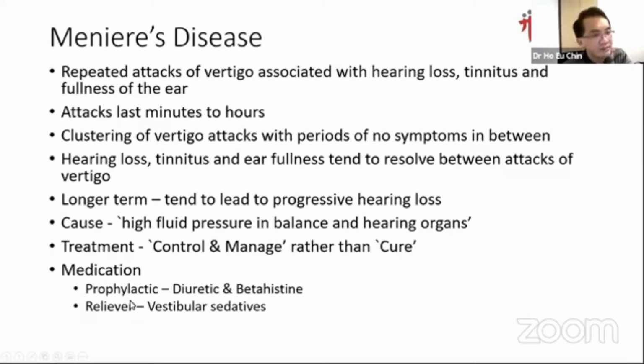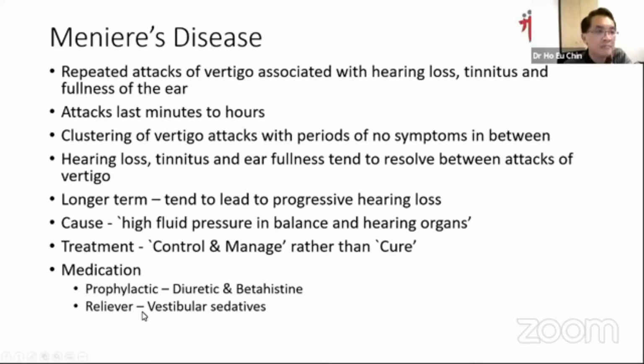The other strategy is a reliever. Reliever means that instead of preventing the attacks, you wait for the vertigo to happen, and you take a medication to try to relieve, to stop, suppress the vertigo. And you can give medication from a group of medication called vestibular sedatives. I will cover that a little bit more. It's important to mention that treatment is not just medication. Lifestyle modification, in particular reducing your salt intake, can go a long way in reducing the frequency and the intensity of the vertigo symptoms from Meniere's disease.